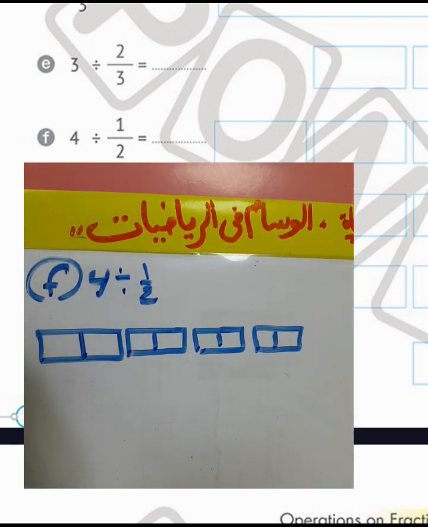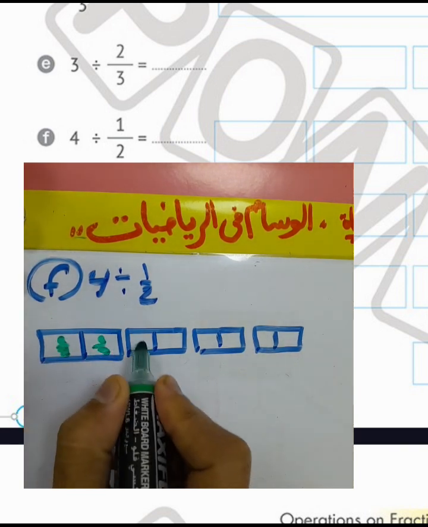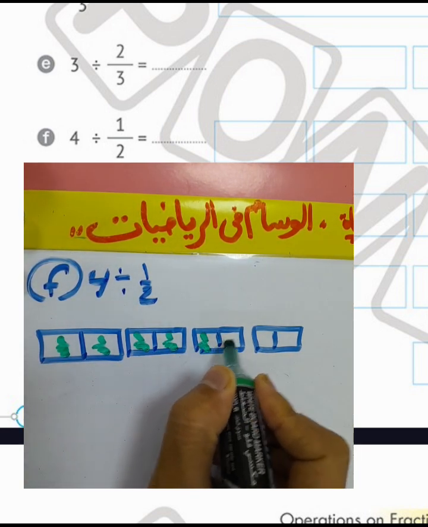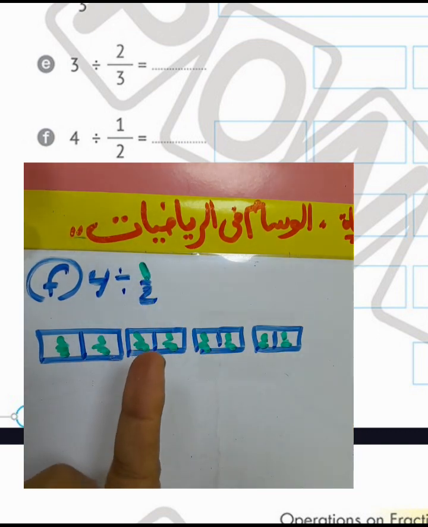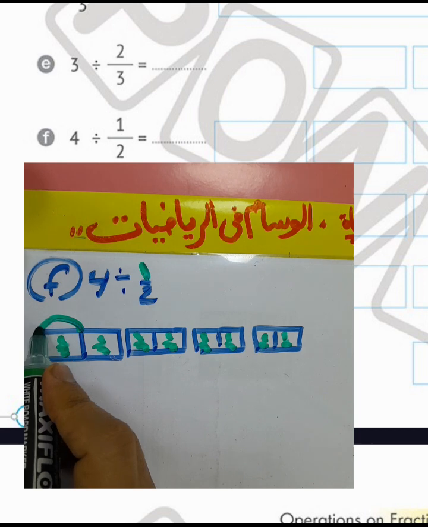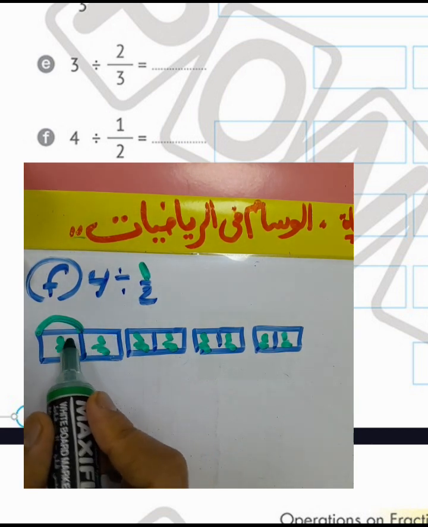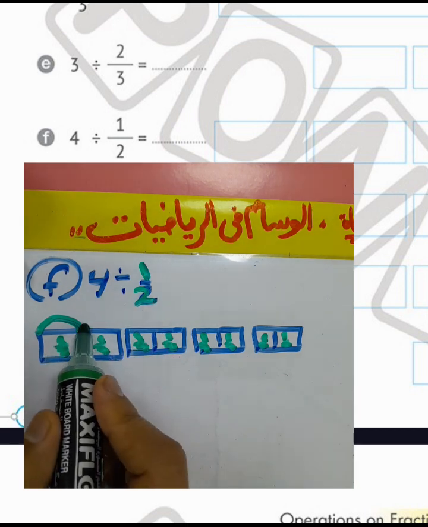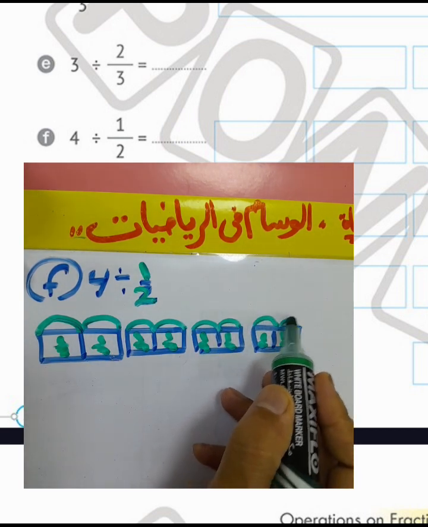Then the value of each one will be 1 over 2. We have half, 1 over 2, 1 over 2, 1 over 2, 1 over 2, 1 over 2. Counting each one gets me 1 whole number. Count with me: 1 over 2, 1, 2, 3, 4, 5, 6, 7, 8.